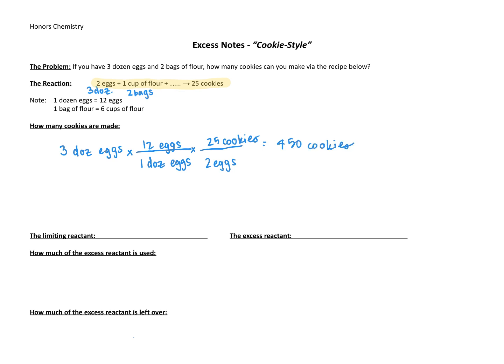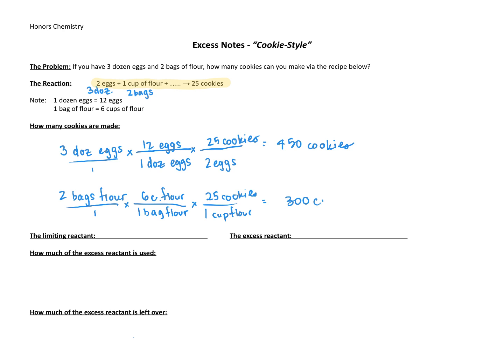Okay, now let's take a look at the flour. We have 2 bags of flour. And for every 1 bag of flour, that's going to be 6 cups of flour. And now we can use our recipe because our recipe says for every 1 cup of flour, we're going to make 25 cookies. And we can do our math here and we get 300 cookies.